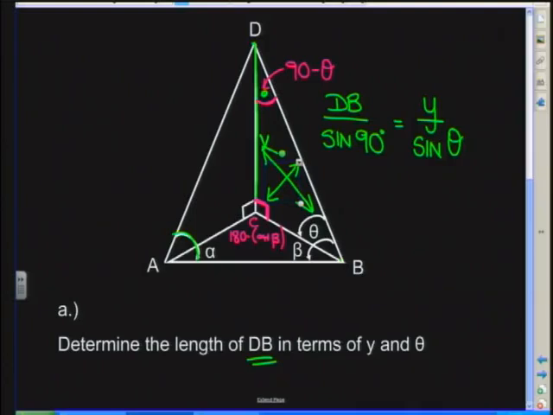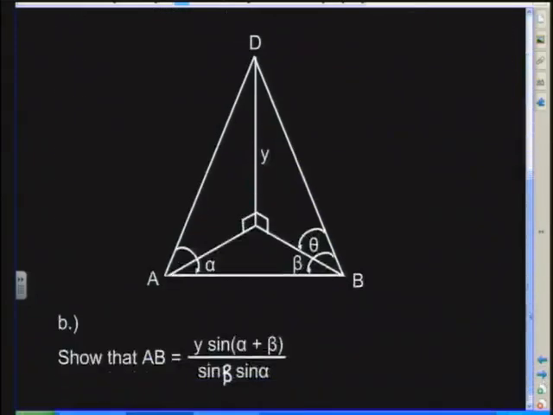Okay, so we're trying to find the length of dB, and they did state in terms of y and theta, which means that I've got y. Sine of 90, remember, is a value of 1, all right? So if I multiply it by 1, y is going to just stay y, and it's over sine theta. So that's the length from D to B right now. The length is y over sine theta. Okay, so now that we know that, let's see what the next thing is that they want us to calculate.